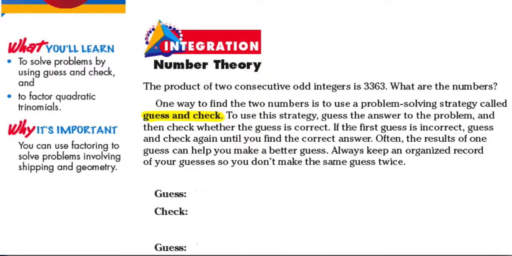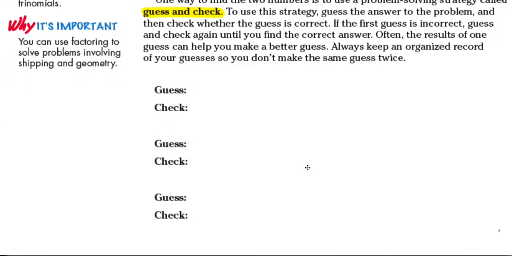To use this strategy, guess the answer to the problem and then check whether the guess is correct. If the first guess is incorrect, guess and check again until you find the correct answer. Often the results of one guess can help you make a better guess. Always keep an organized record of your guesses so you don't make the same guess twice.